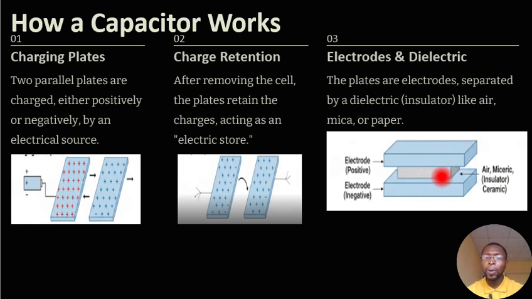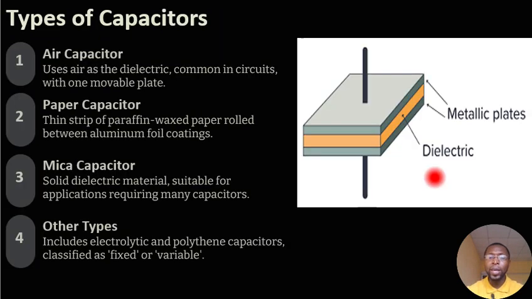All right. Now, capacitors come in different types based on the dielectric, based on what is between them. This dielectric, whatever is between the two plates, gives us the type of capacitor. For example, when we say we have an air capacitor, it means that the dielectric between the two plates is air. Okay. When we say paper capacitor, it means that the dielectric, that is the insulator between the two plates, is paper. And when we talk about the mica capacitor, we say that the dielectric between the two plates or electrode is a solid dielectric material.